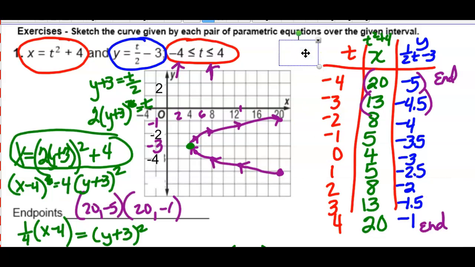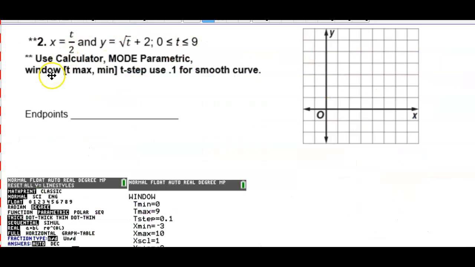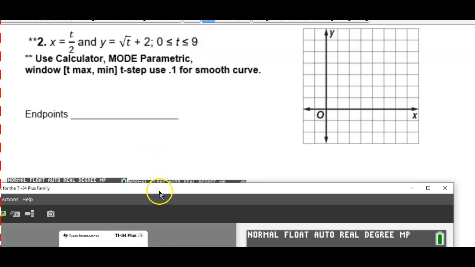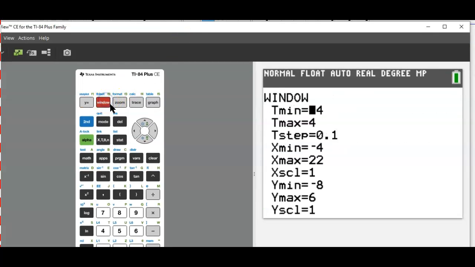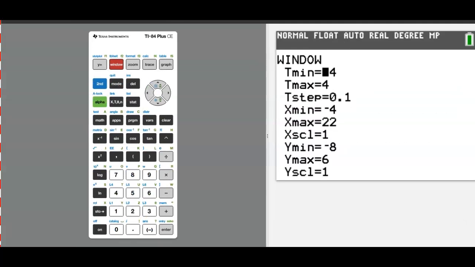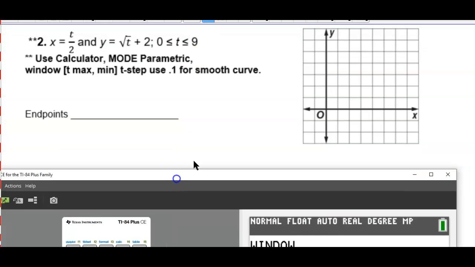All right, we're going to go to the next one on our paper, which is the one we're supposed to do on the calculator. I wrote a reminder here. It says use the window for all of these that has the t max and min from right up here. So ours is going to be 0 and 9. So I'm going window. It wants me to do 0 to 9, and I'm going to leave this step 0.1. And then for the x and y, you just need to go by the graph paper they give. This is like -2 to 8 or something.